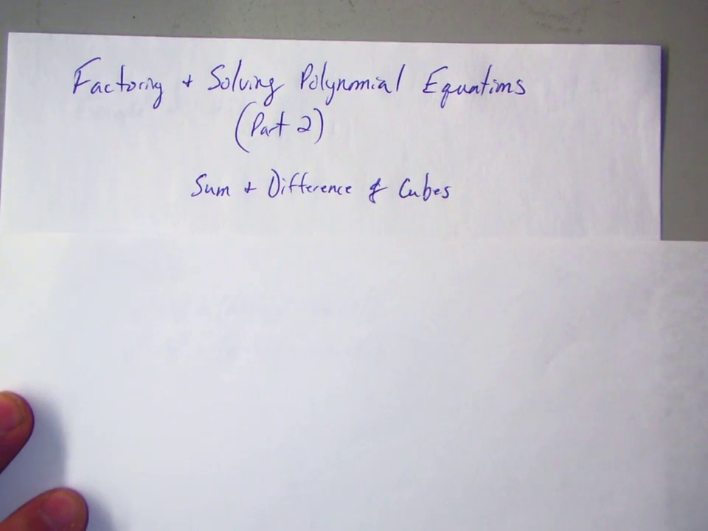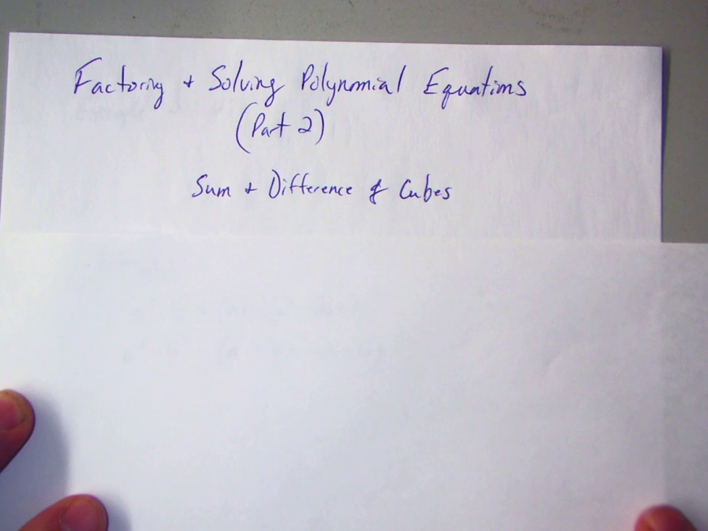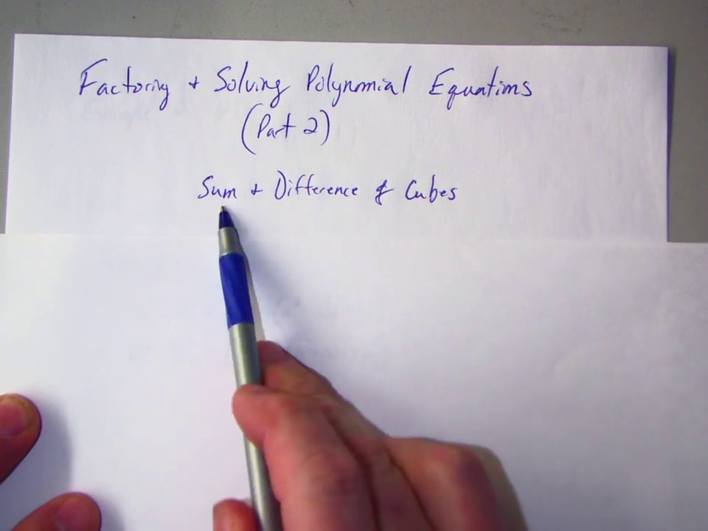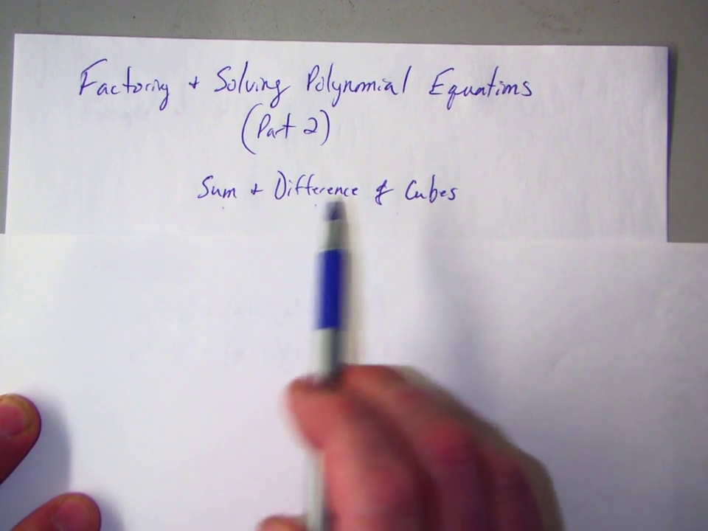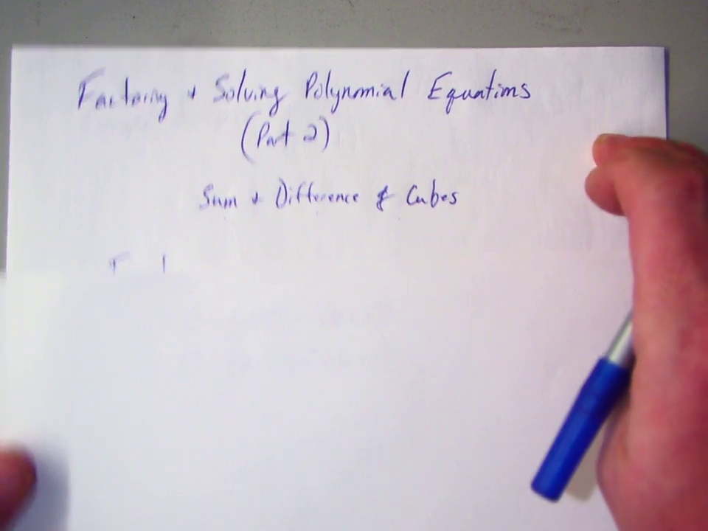Factoring and solving polynomial equations, part 2. All right, we're not solving yet. We're going to look at some more factoring. In this video, we're going to be looking at the sum and difference of cubes. There are actually two formulas for this.